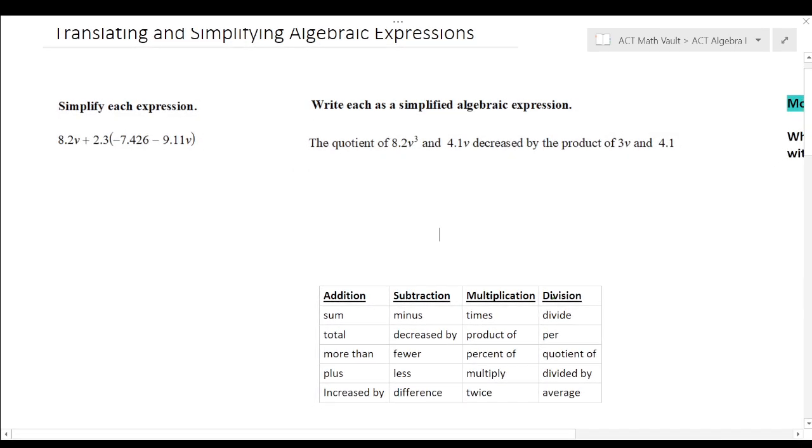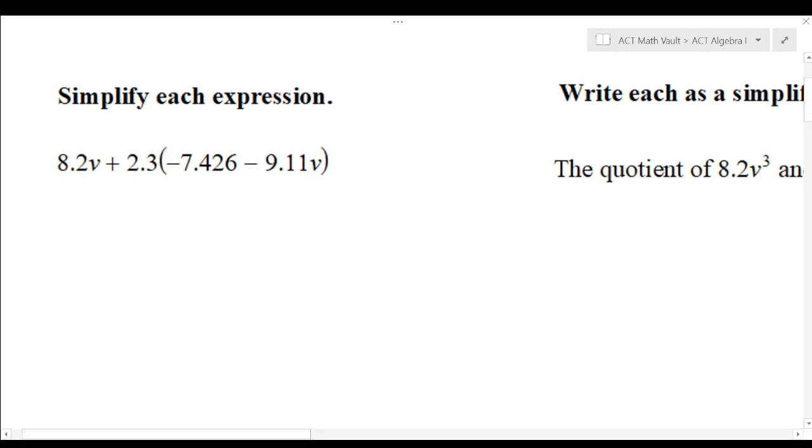Okay, so it says simplify each expression. First I'm noticing that there are some parentheses. PEMDAS: parentheses, exponents, multiplication, division, addition, and subtraction. That's the pecking order for how you would simplify an expression. But what is in parentheses, notice that's first, cannot be simplified any further. So those two terms in the parentheses cannot go together, and so you go down the list. There are no exponents, so what's next is multiplication.